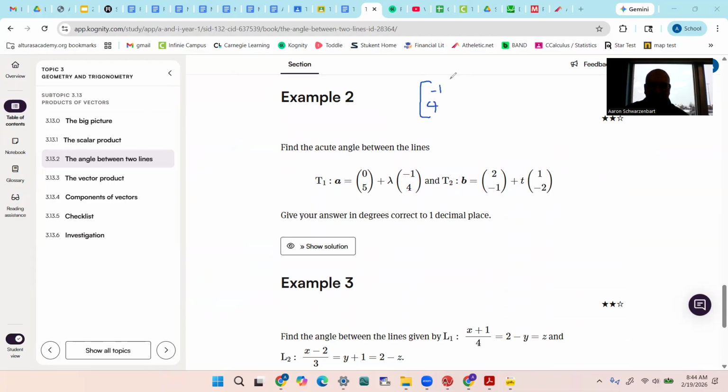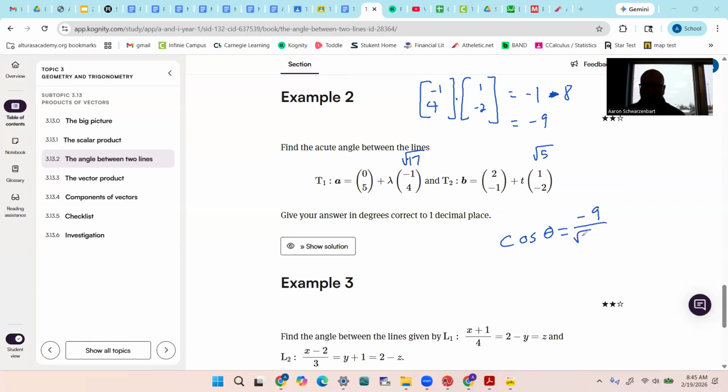So -1, 4, 1, -2 equals -1 - 8 equals -9. Square root of 17. It did ask you for the acute, yes. Do 180 minus. Yes.